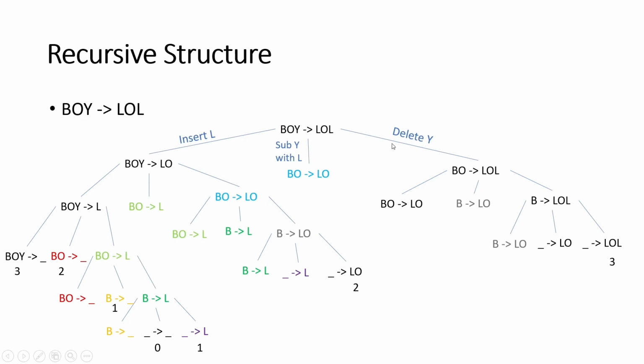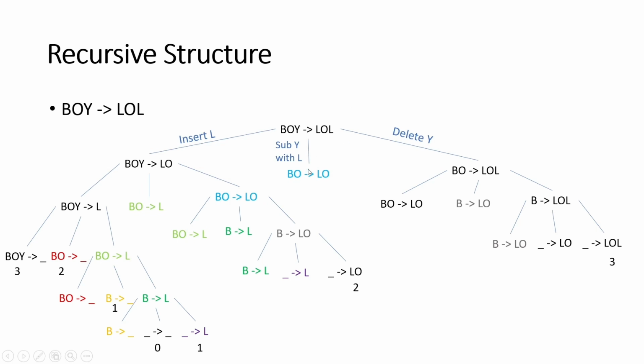The same goes similarly for BO to LL. So instead of inserting, you do deletion of the Y character like this, and you can think of it as the word boy to LL, delete Y, and then we get this minimum edit distance, so it's the minimum edit distance of BO to LL plus 1, which is the cost of deleting Y.